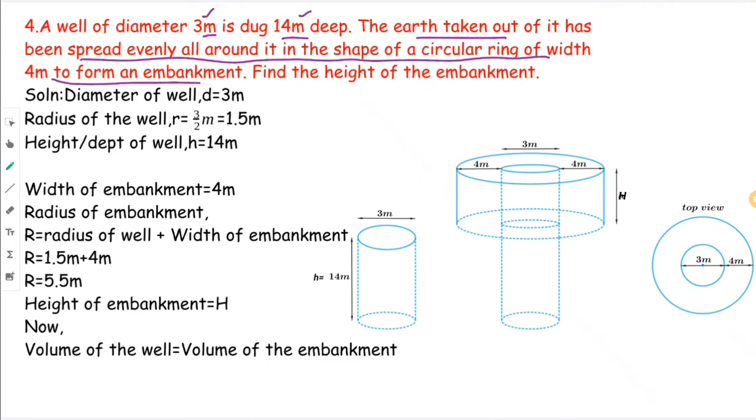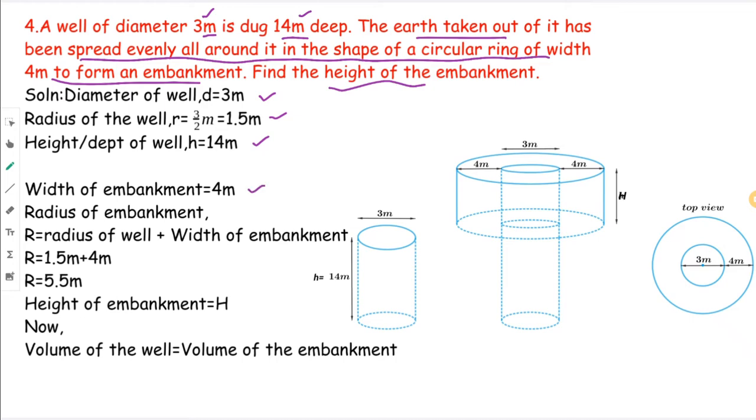Okay, so remember, the earth taken out from this well has been put to form this embankment here. All right, they've given us a width and everything else. What is our question asking us to find? The height of the embankment. All right, so let's go through the given first. Diameter of the well given, so we'll get the radius of the well. Height or depth given, and if we go to the embankment, they've given us a width, right?